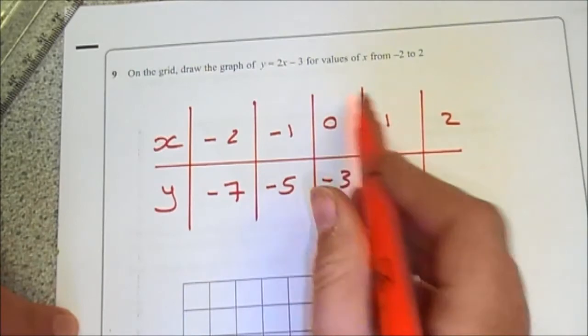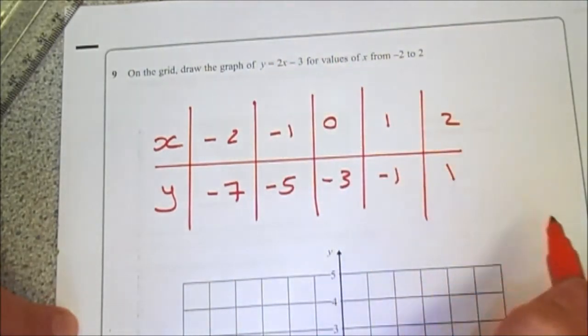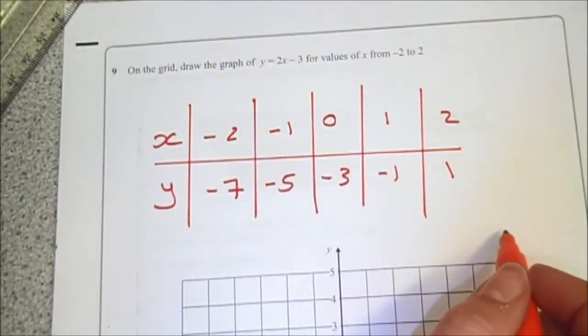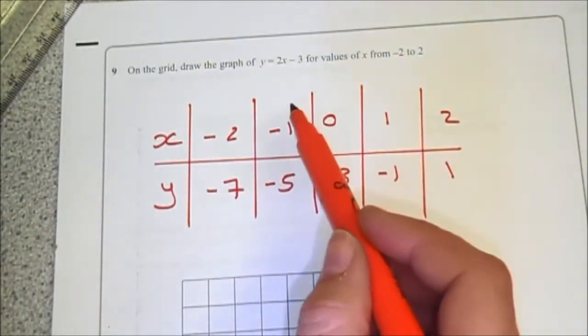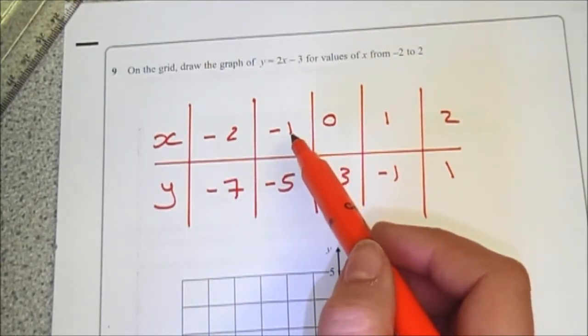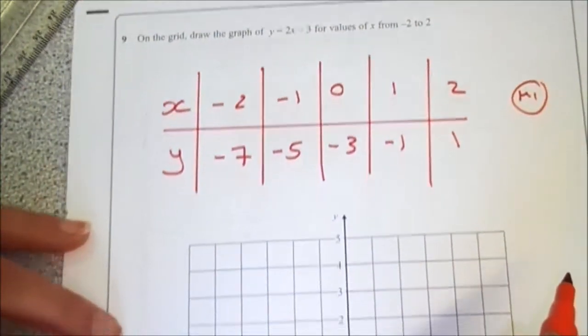2 times 1 is 2. Take away 3 is minus 1. 2 times 2 is 4. Take away 3 is positive 1. There's my table of values. That is worth 1 mark for at least 2 correct attempts. And that's it. So you get 1 mark for showing your table.